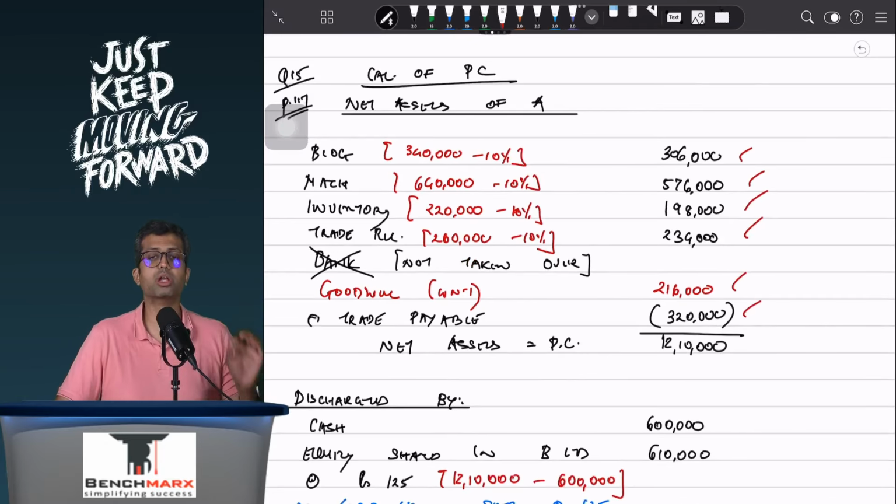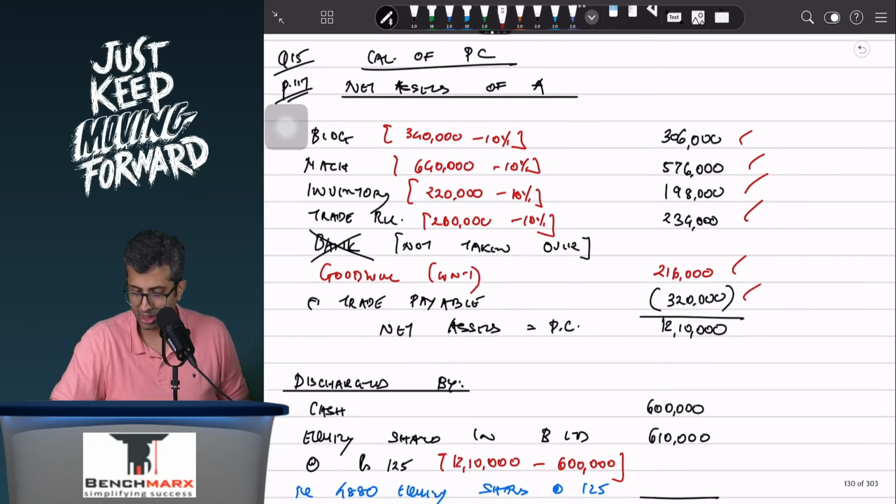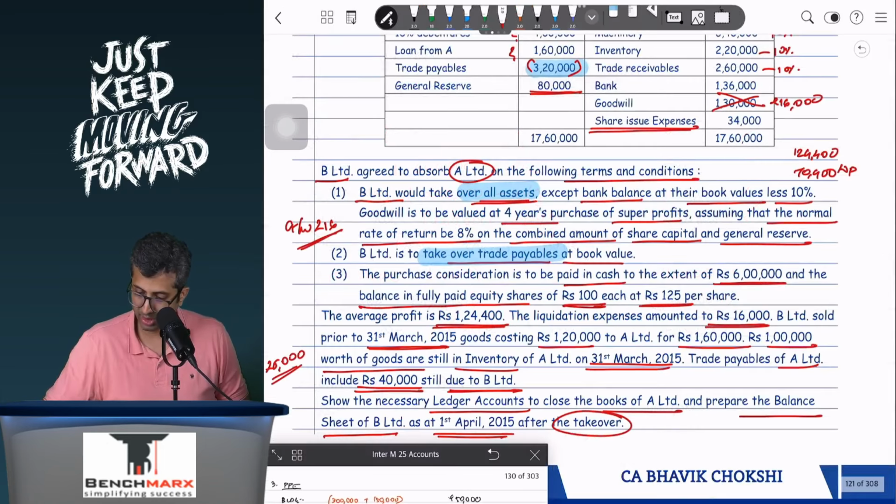So for loans of A and debentures, they have not told you. They have told you all assets are taken over and then trade payables are taken over at book values. The Institute has assumed that since nothing is given regarding debentures or loans being taken over, they have not been taken over and hence they will be separately paid off. So this will be your PC 12,10,000. This PC of 12,10,000 will be discharged in the form of cash 6 lakhs and the remaining 6,10,000 in the form of shares at 125, and hence this is 4,880 shares.